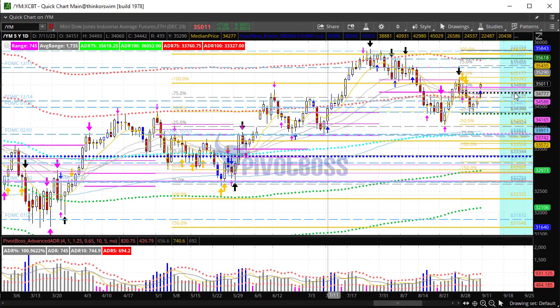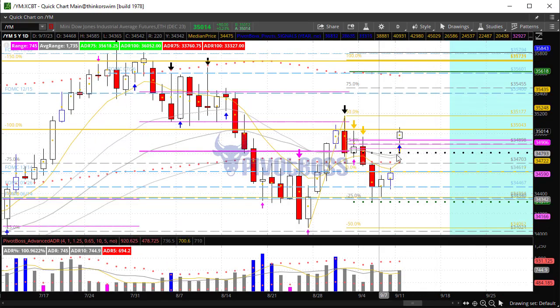Lastly here, looking at the YM. Right now, the YM has a gap up as well. Currently, it's also above the previous week's high. That's going to be an important level to watch.